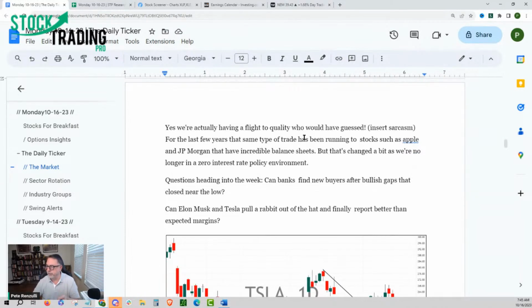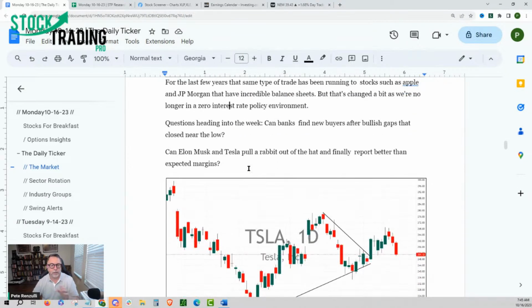Yes, we're actually having a flight to quality. Who would have guessed? When's the last time we talked about that? We really didn't for a long time. And this is why. For the last few years, probably the last 15 years, the same type of trade has been running to stocks such as Apple and JP Morgan because of their balance sheets. But that's changed a bit as we're no longer in what they call ZIRP, a zero interest rate policy environment. So here's the big thing.